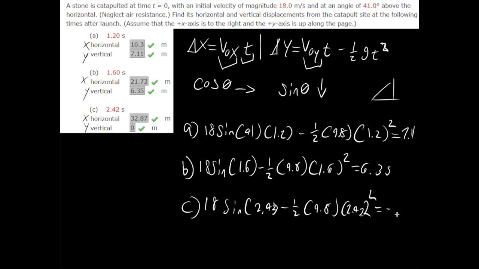Now, if it's going up and coming back down, it can't be lower than the ground, unless there is a hole in the ground, which there isn't. So it just impacts the ground. So instead of it being negative 0.11, what it really is, is 0. And that is how you do this problem.